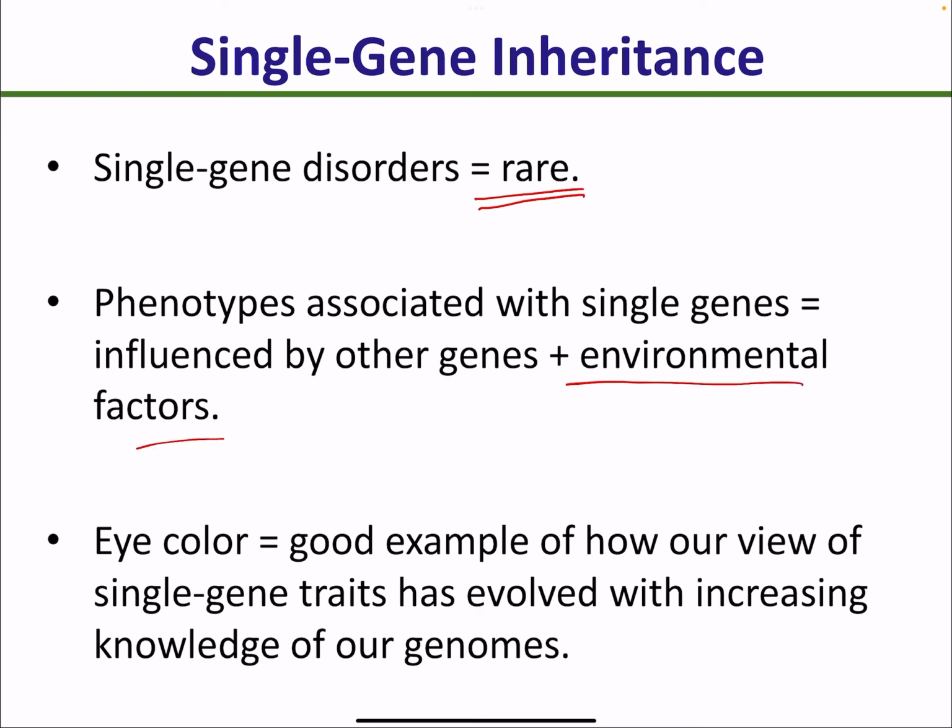A good example of this is the eye color. When we look at the eyes, and we look at the color in the eyes, we may think that, well, they are caused by one single gene. But as we start digging into the color of the eyes, we start realizing that this feature is affected by not only several genes, but also by the environment.